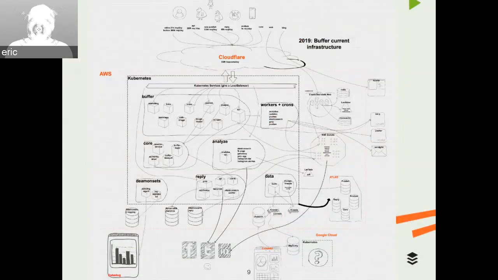So this is our infrastructure at Buffer. It's not really clear, but basically we are using Kubernetes on AWS. We are using Keda.sh. Who knows about Keda.sh? We're not using AKS. We're thinking about using it, but we're still testing it. And we're managing Kubernetes ourselves.